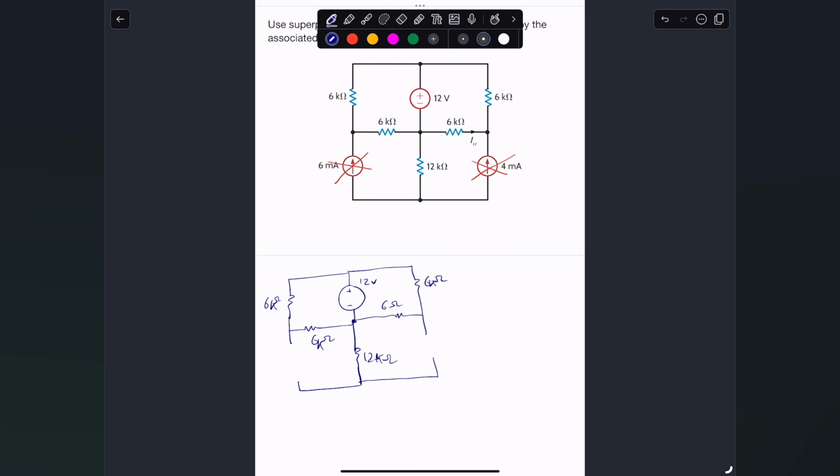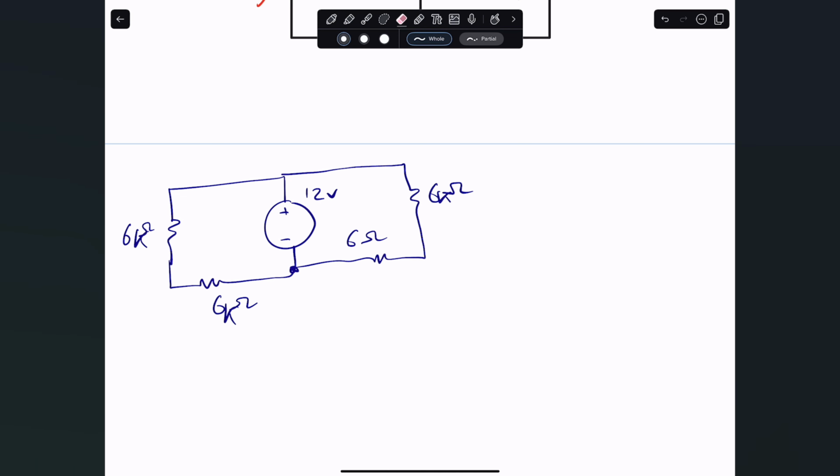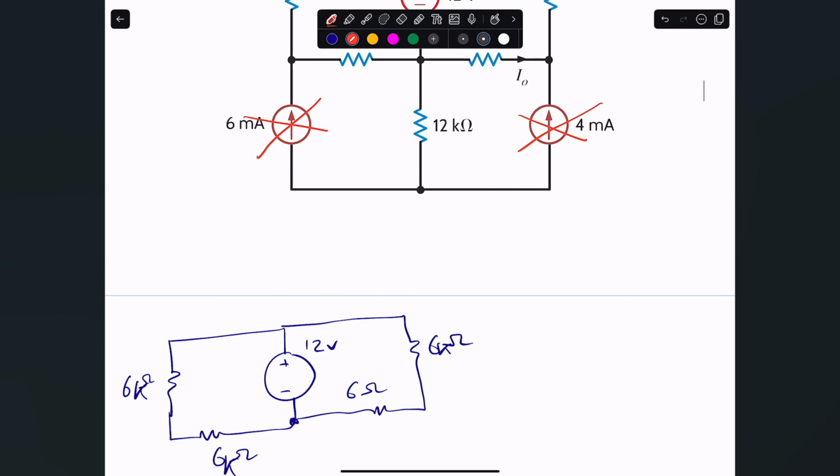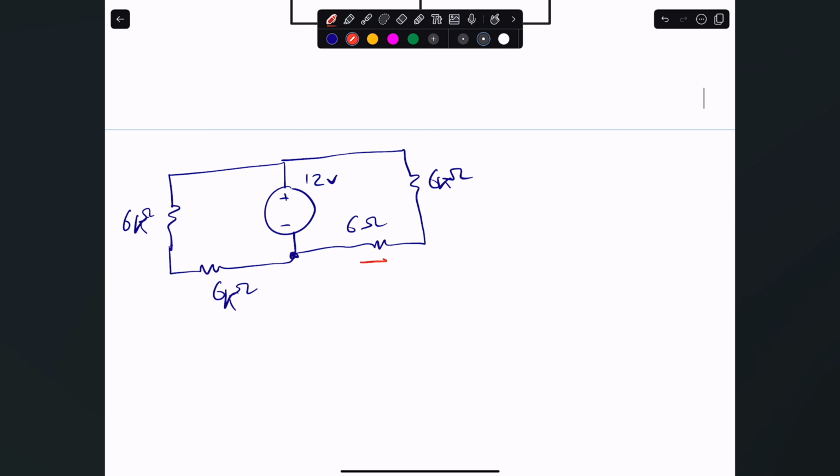As it turns out, these wires that I just drew do not exist in this circuit, because there's no current here, no current here, and no current here. Similarly, this 12 kilo ohms is outside the circuit, and that's about it. So what were we looking for? We're looking for this particular I naught. In this circuit I'll be able to get I naught prime, which is the effect of the 12 volt source on these resistors.